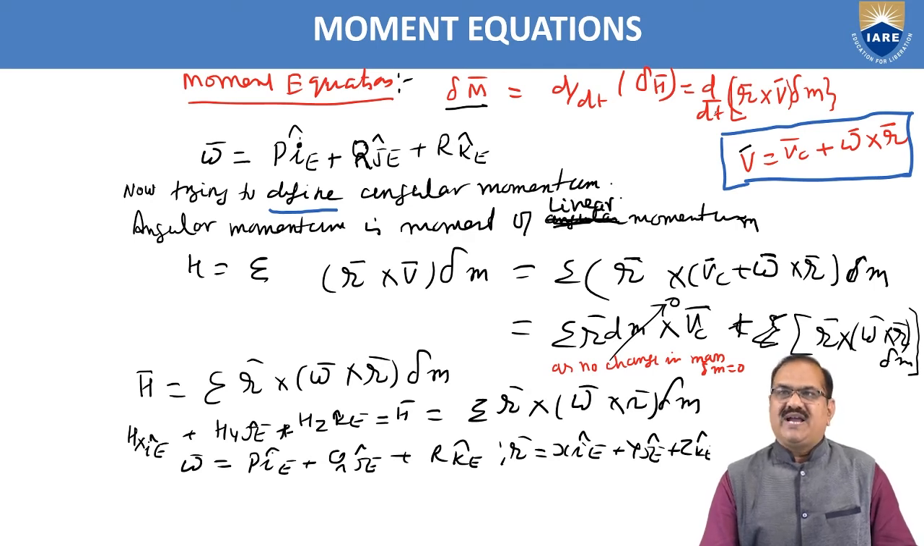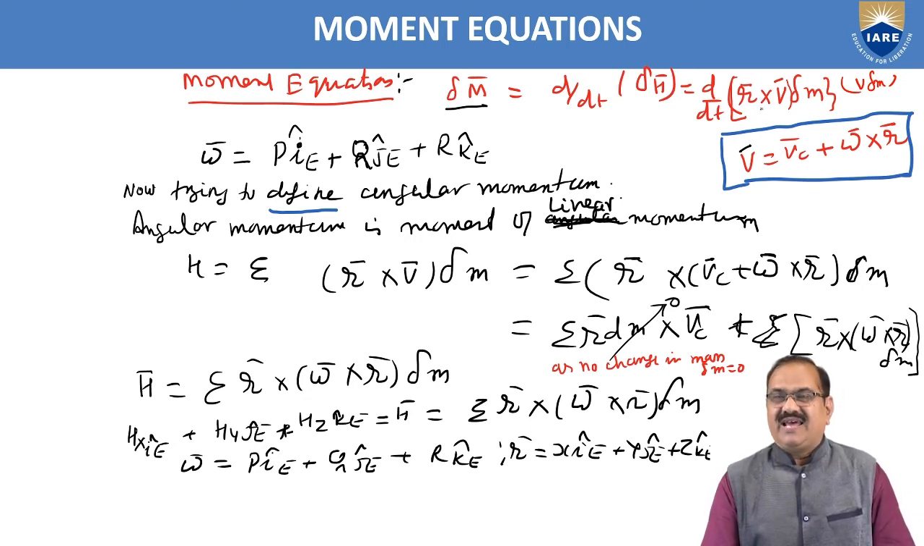Okay, so here ∂h/∂t, this h bar is what? H bar is angular momentum. So this angular momentum is moment of momentum. Here it is v dm. You can see v dm is mv, a linear momentum, and r cross v dm. So v dm is a linear momentum. So moment of momentum is called the angular momentum.